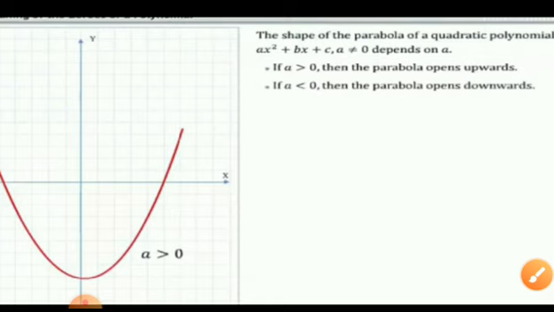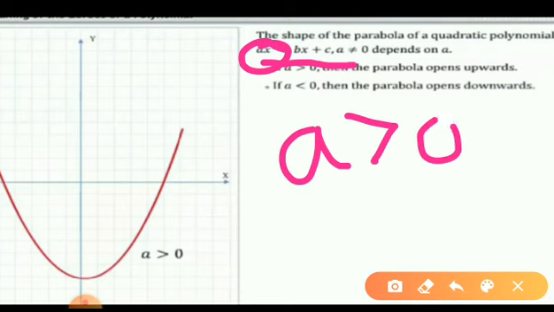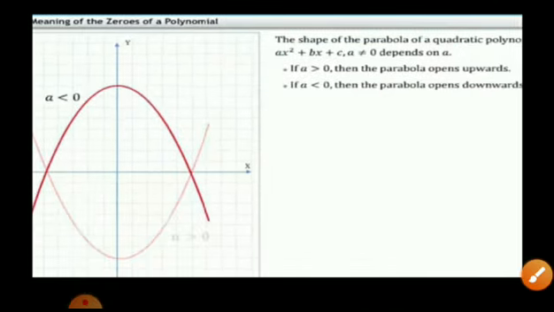Okay, so the shape of a parabola for a quadratic polynomial ax square plus bx plus c, it depends on what? It depends on the coefficient of x square. If the coefficient of x square, a, is greater than 0, then you will have a U-shaped parabola. If your a is less than 0, then the parabola will be like a mountain. It will open downwards.